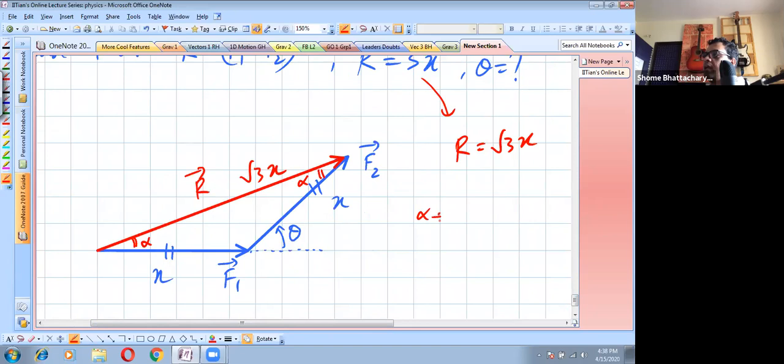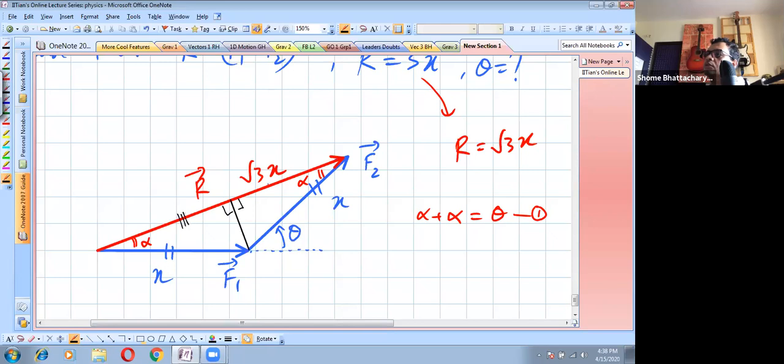So alpha plus alpha, not only are those two angles equal, but their sum is equal to theta. So this is the first thing I'll use in my solution. And the second property of an isosceles triangle, which I'll use very effectively here, is that if I drop a perpendicular from the vertex adjacent to the equal sides, then it bisects the third side.